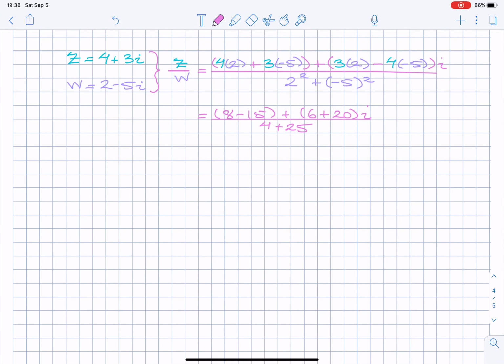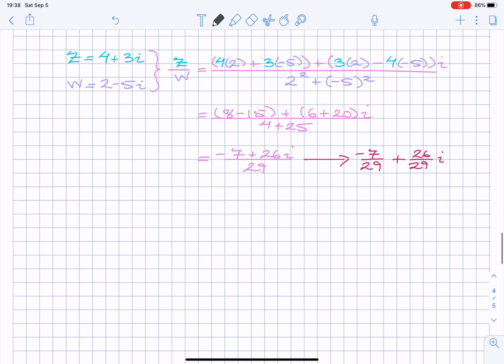Okay. So what does this give us? It gives us a negative 7 plus 26 times I all over 29, which your book would prefer if you broke up into A plus BI, which will be minus 7 over 29 plus 26 over 29 times I.